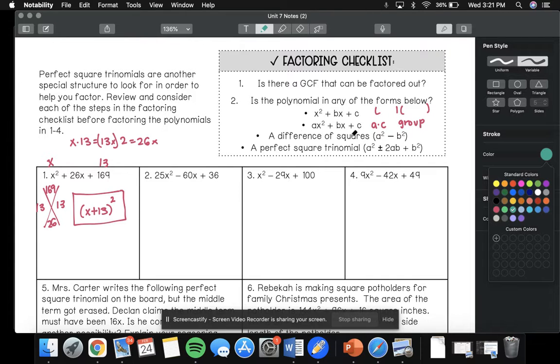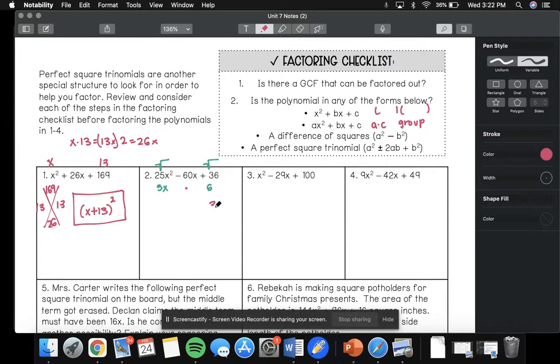It's not going to be a difference of squares because it's not two things. So what I'm going to do is take the square root of both of these. The square root of 25 is 5, and the square root of x squared is x. And then the square root of 36 is 6. So then I'm going to see if it works by multiplying them together.